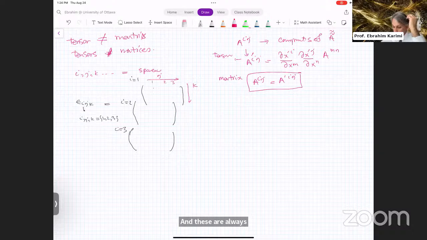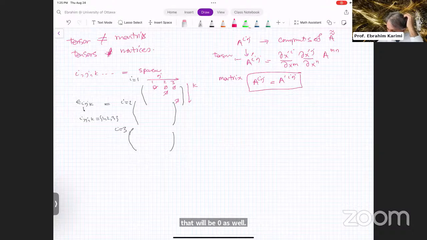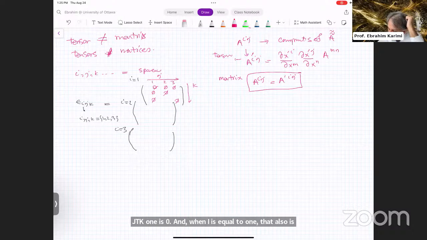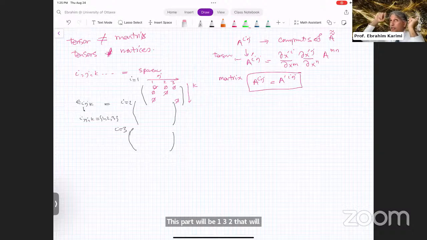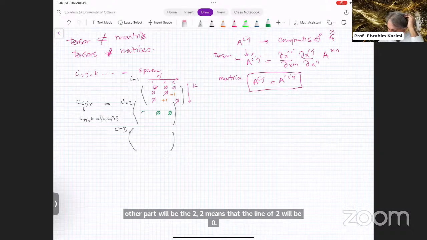So if it's 1, 1, 1, that would be 0 always. Then 1, 2, and K is 1 again, that will be 0 as well. J3, K1 is 0, and when I is equal to 1, that also is 0. This part will be 1, 3, 2, and that will be -1, and that one will be +1. Yes, it will be the inverse of this. And the other part will be the 2. The 2 means that the line of 2 will be 0. So it will be 0 here, 0 here, 0 here.